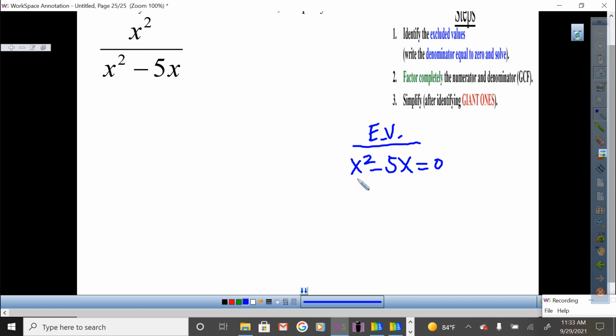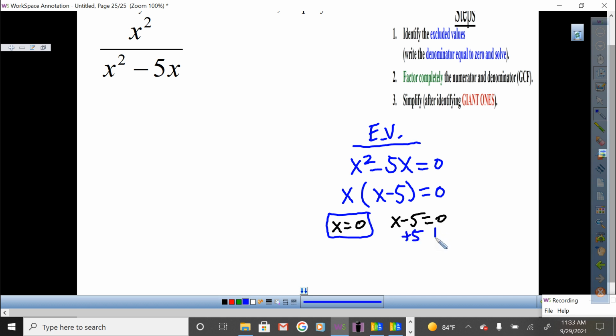Can we factor? Yeah, what's our GCF? x, so we're left with x minus 5. Now that equals 0. So now that we have two factors equal to 0, that means x equals 0, x minus 5 equals 0, and we solve. This one's already solved, and this one we just add 5, x equals 5.